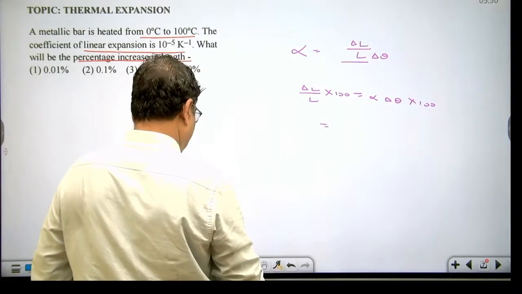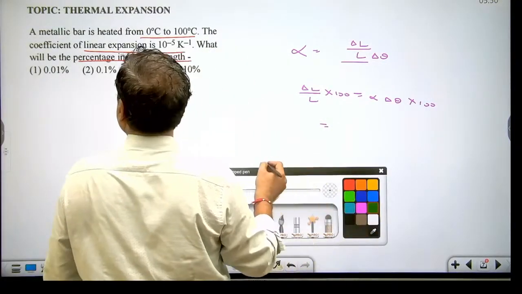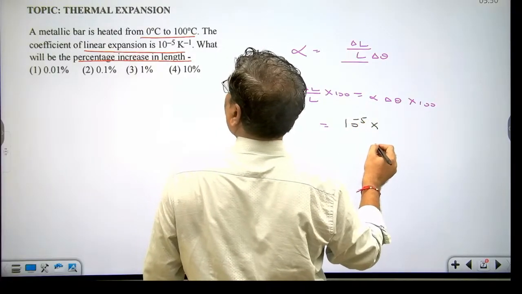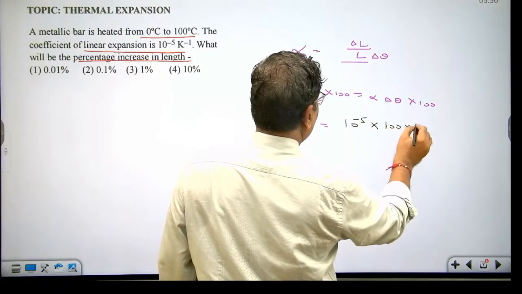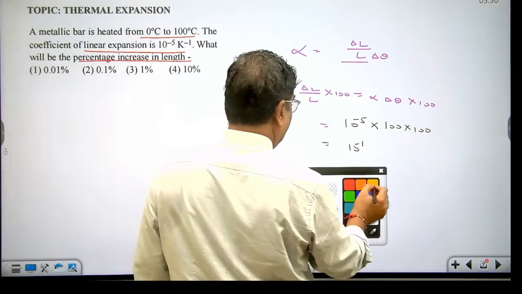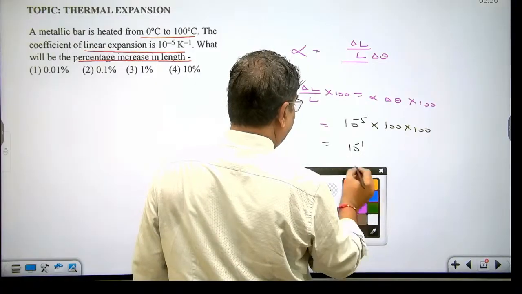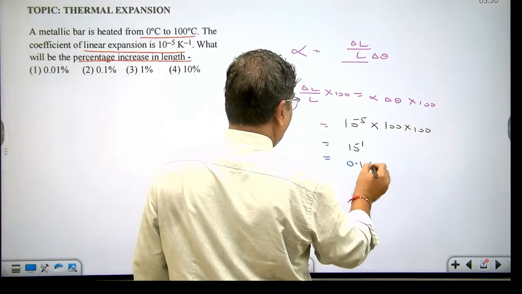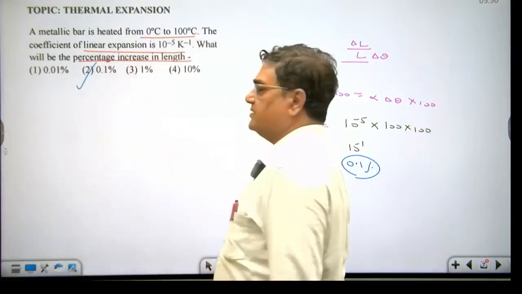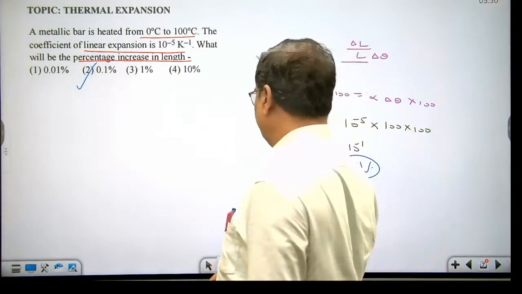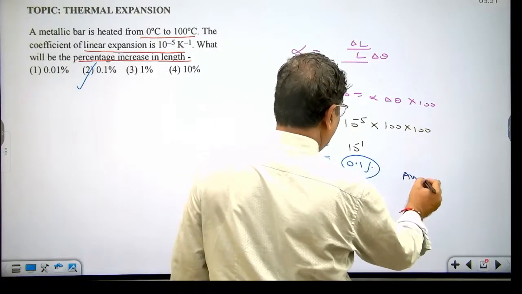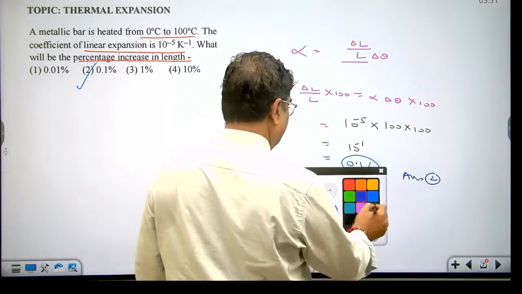So after solving the equation, we will get alpha, which is given as 10 power minus 5. Delta theta is given as 100. This is 100. So this is 10 power minus 1. After solving this, we will get 0.1%. So out of 4 choices, the correct choice is option 2. So we will tick option 2 as the correct answer.